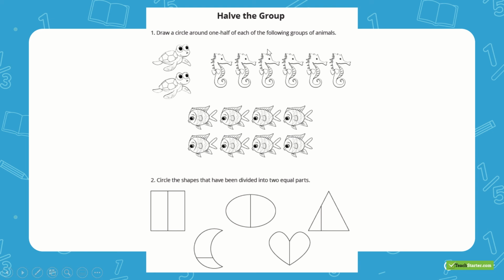I would circle 1, 2, 3, because that would be 1/2. Because remember, fractions are split into equal parts. So if there's 3 in one group, then there's 3 in the other. So I would circle 3 seahorses, and then you can try to do this one on your own. Number 2, circle the shapes that have been divided into 2 equal parts. This is very important, equal parts. So have a look. Which one do you think have been split into equal parts, and then circle that shape.